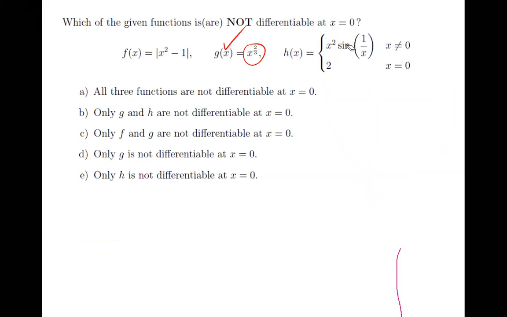H of x has two parts. This function, x squared times sine of 1 over x, which is defined everywhere but not at 0, and at 0 the function has a value 2. Okay, that means now for the function, first of all, to be differentiable it must be a continuous function. And do you think the limit at 0 is exactly the same as the value 2? Because that's also one way. It's not. Do you remember what that limit was?